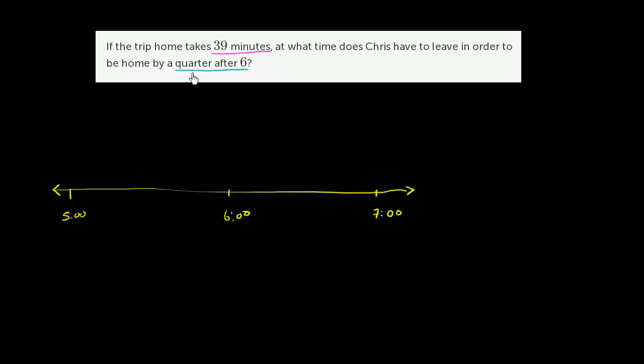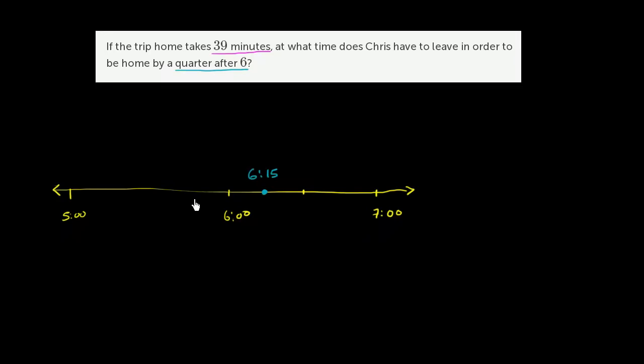So what is a quarter after 6? Well, it's going to be a quarter of the way between 6 and 7 o'clock. So this would be half of the way between 6 and 7 o'clock, and then a quarter would be half of that. So this would be a quarter after 6. And if we wanted to specify what time a quarter after 6 is, a quarter of the way between 6 and 7, we know there are 60 minutes in an hour. So this distance is 60 minutes. A quarter of 60 is 15 minutes. So this time right over here is 6:15. And that's when Chris has to be home.